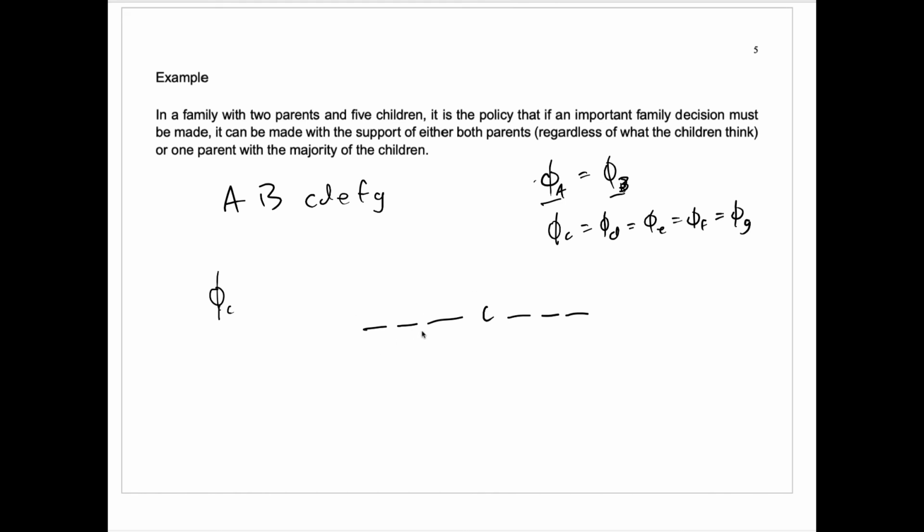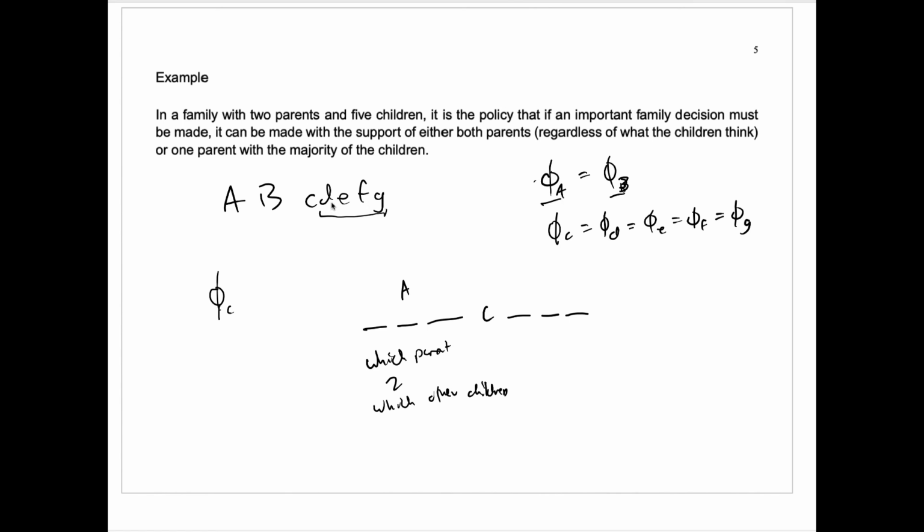Well, it could be parent A or parent B among the first three in the coalition that comes before child C. There are two ways to choose that, A or B. Let's just put as an example parent A there, but there are two different ways it could go. Now, we also have to pick two of the other children. There are four other children D, E, F, G. I claim there are 6 ways to pick two of these other children.